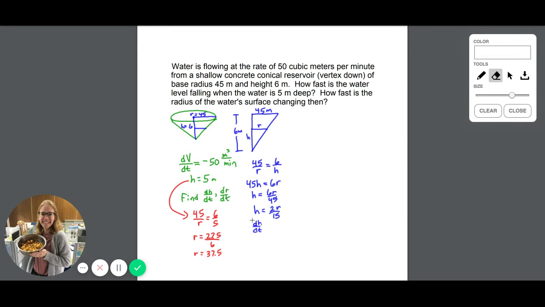And then we get this derivative is dH dt. Okay, so simplifying, you just divided by 3. So 6 divided by 3 is 2. 45 divided by 3 is 15. You still got that r.